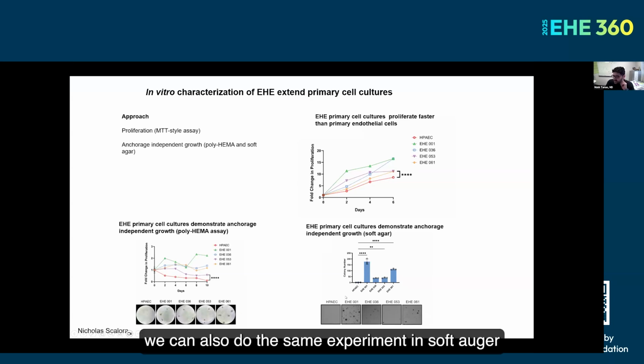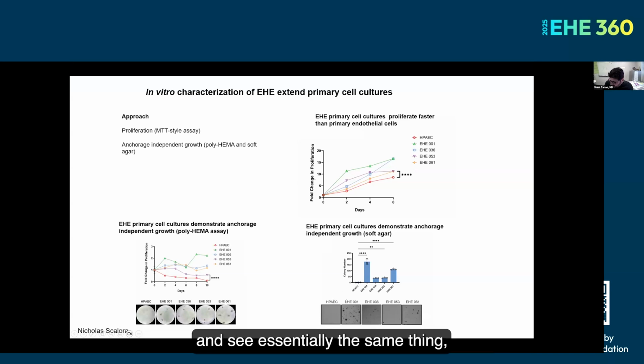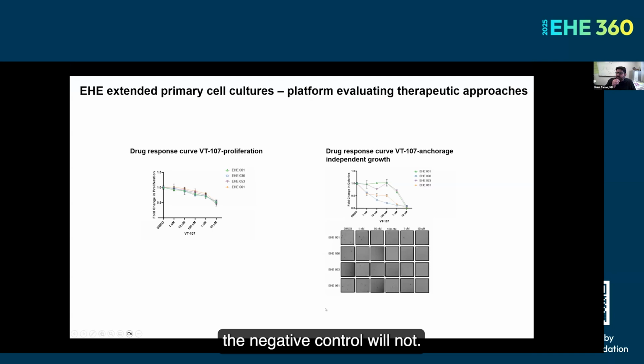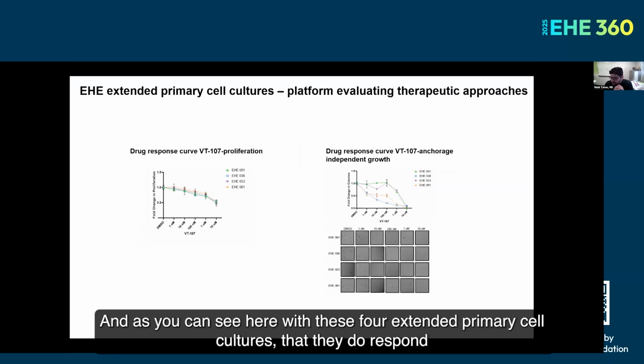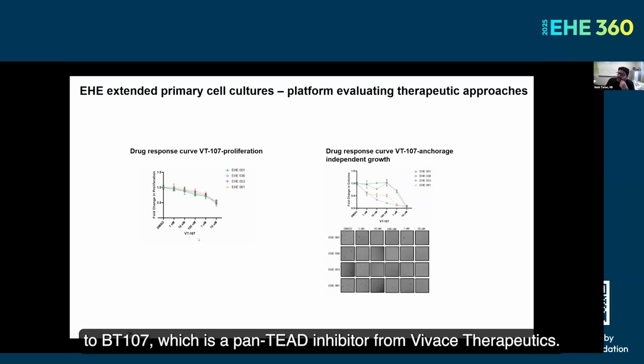We can also do the same experiment in soft agar and see essentially the same thing, that these extended primary cell cultures will grow in an anchorage-independent state, but the negative control will not. We just did some really basic studies to see how these cultures responded to TEAD inhibitors. And as you can see here, with these 4 extended primary cell cultures, they do respond to BT107, which is a pan-TEAD inhibitor from Therapeutics.